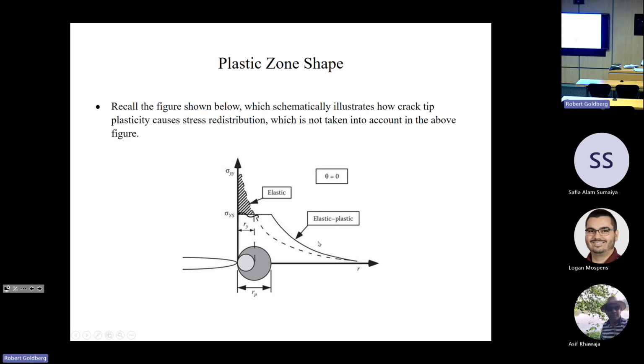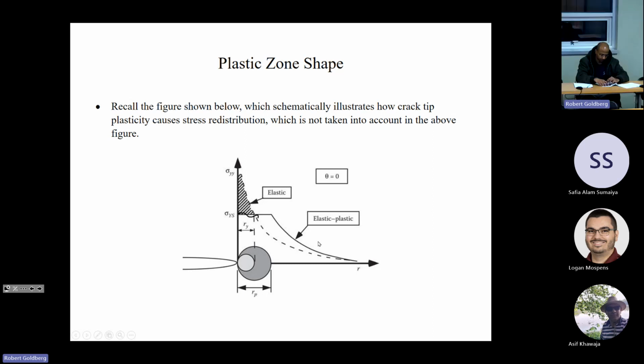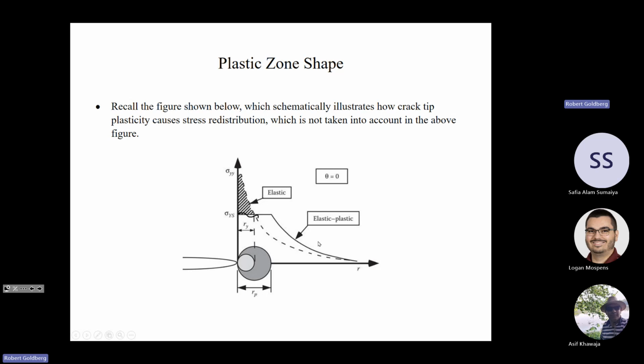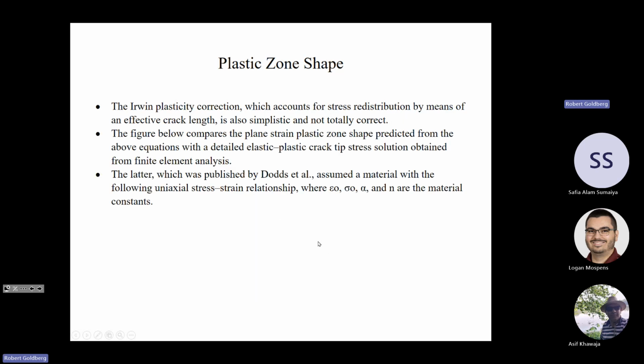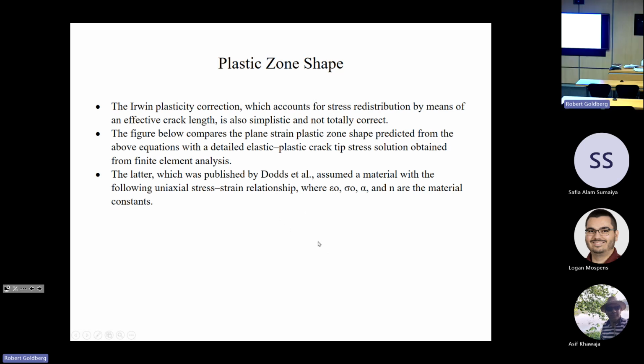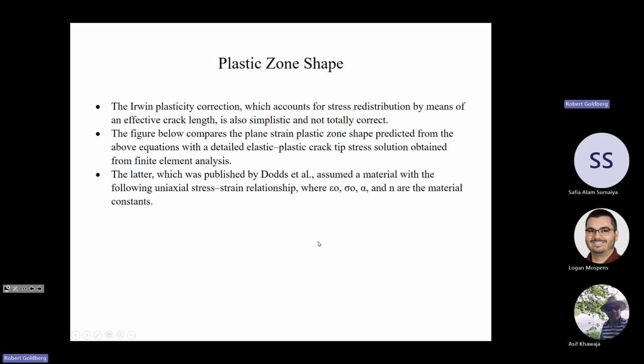And we talked about before that crack tip plasticity causes stress redistribution, which isn't accounted for in these analyses that we just did. And also the Irwin plasticity correction, which accounts for stress distribution by means of an effective crack length, we also talked about, is also fairly simple and not totally correct.